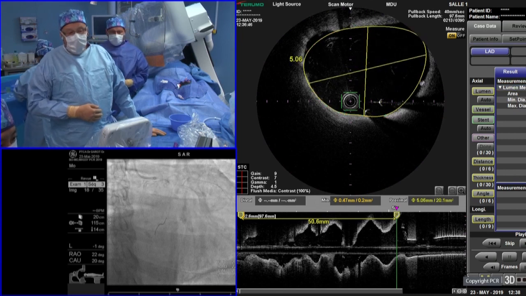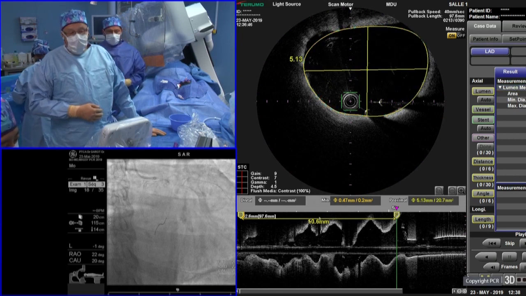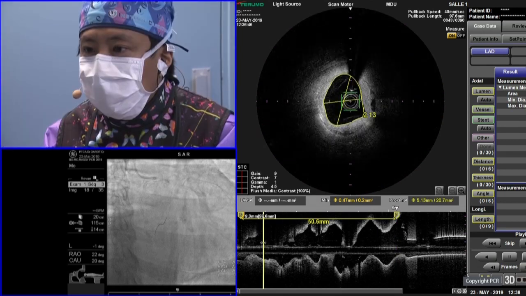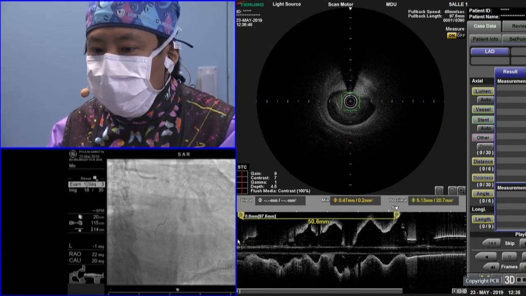I think we have now done the OFDI run. Can you see the OFDI? Yeah, very well.